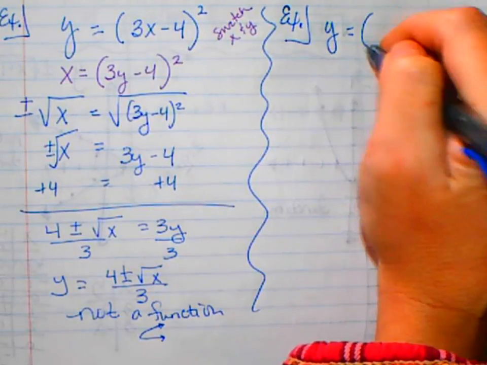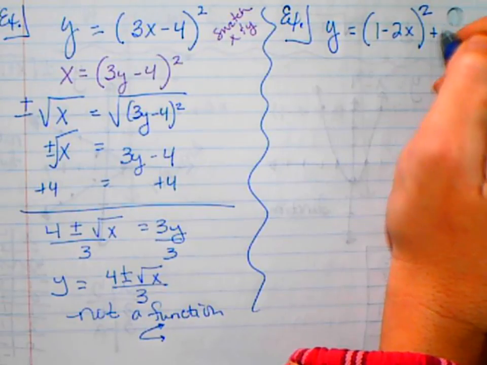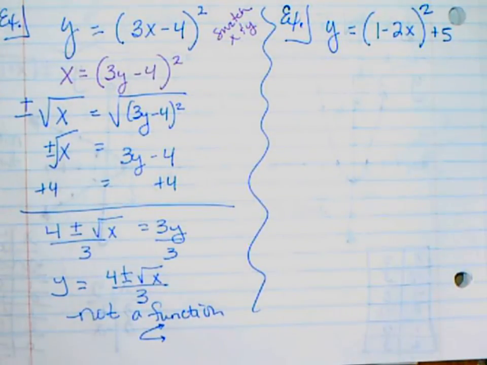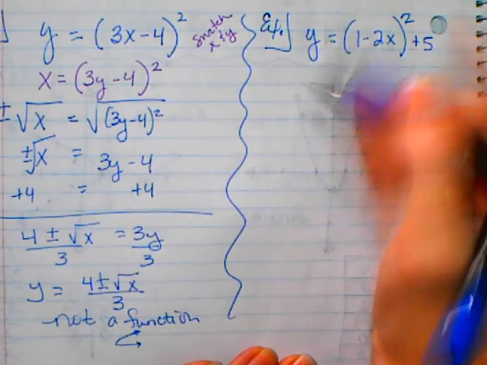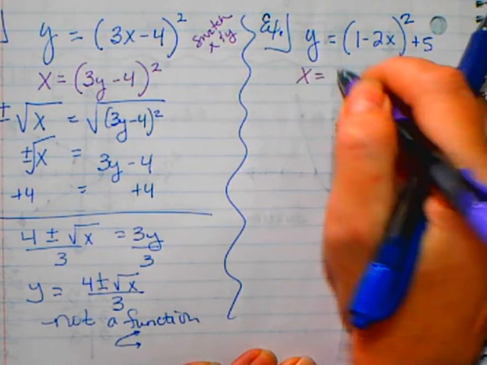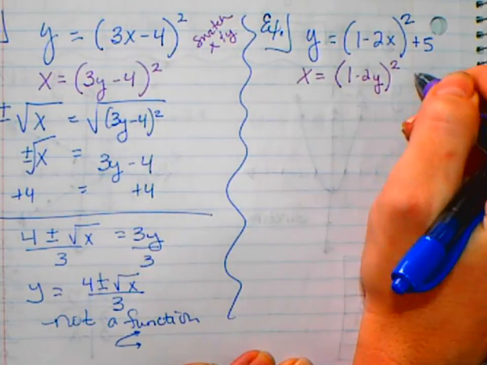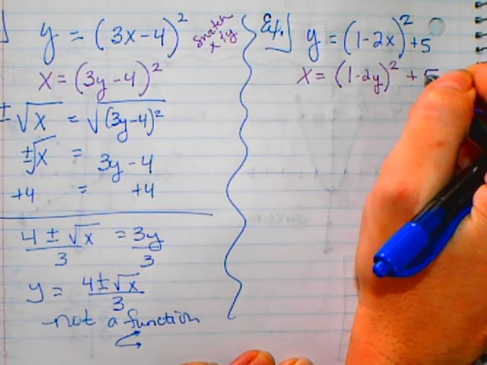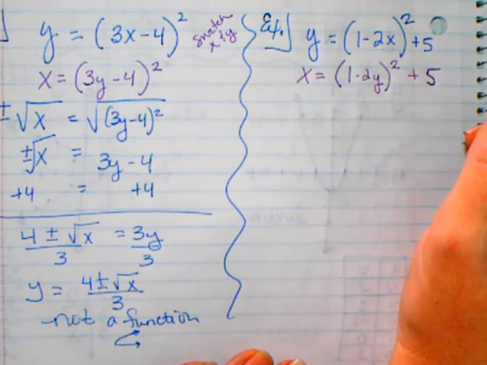y equals, open parentheses, 1 minus 2x quantity squared, and then we got a plus 5 on the outside. What do we do? Switch my x and my y. So x equals 1 minus 2y quantity squared plus 5. You want to go ahead and subtract 5 before you square root. You want to isolate the parentheses.